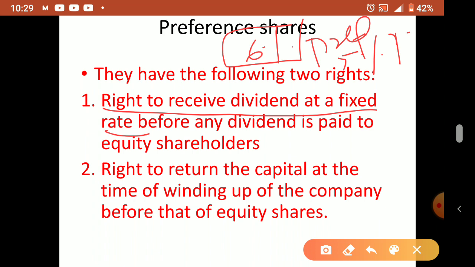Now how much is remaining? 80. So this 80 only. Out of it, we will retain 20 rupees in the business, and the remaining 60 rupees only we can declare as dividend to the equity shareholders. So actually the real profit is 100, but the equity shareholders are getting only 60, the share out of 60 only. They will not get out of 100. Understood? So that is the difference.